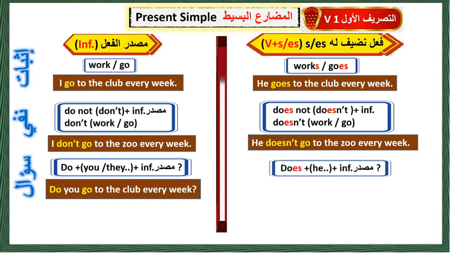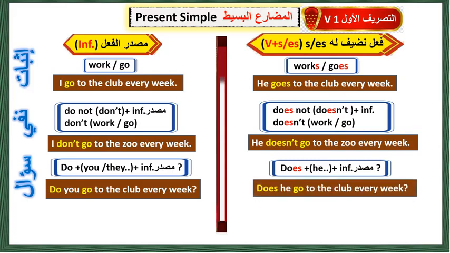In asking questions, we use does before he, she, it, singular nouns like your friend, and uncountable nouns like water. Example. Does he go to the club every week?